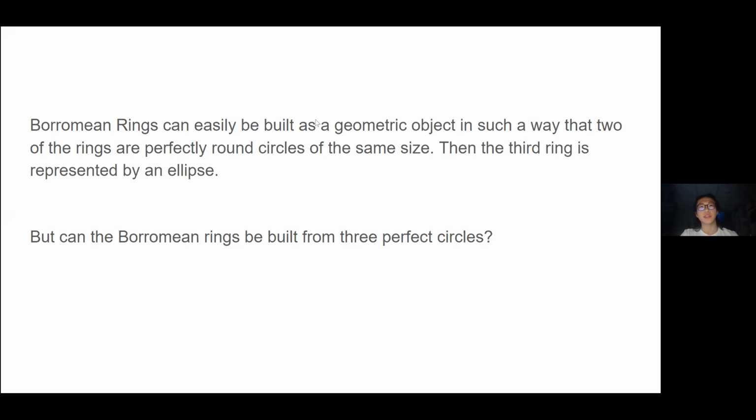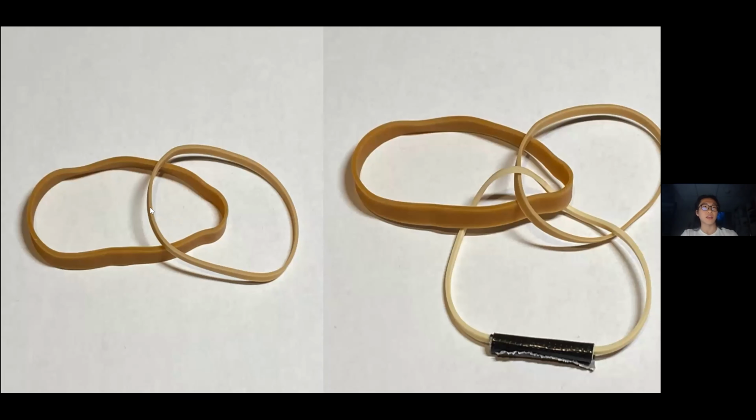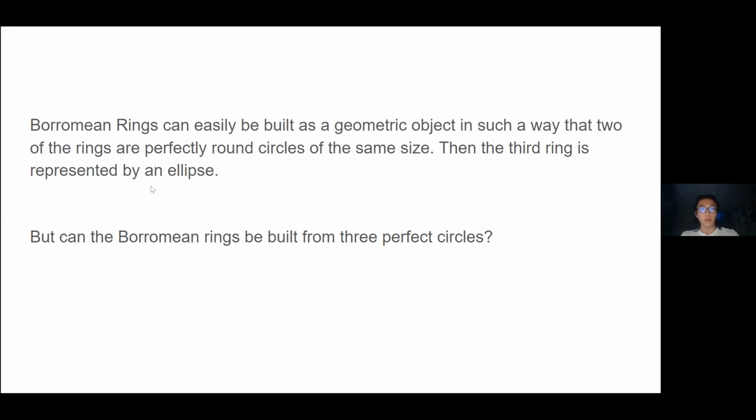The Borromean rings can easily be built as a geometric object in such a way that two of the rings are perfectly round circles of the same size. Then the third ring is represented by an ellipse. This is pretty obvious. I couldn't really find two perfect circles, but it's obvious that you can construct the left figure with two perfect circles. But the third ring cannot be a perfect circle, so it has to be an ellipse. And the question is, can they be three perfect circles? We just said that they can't be, so we have to prove it.